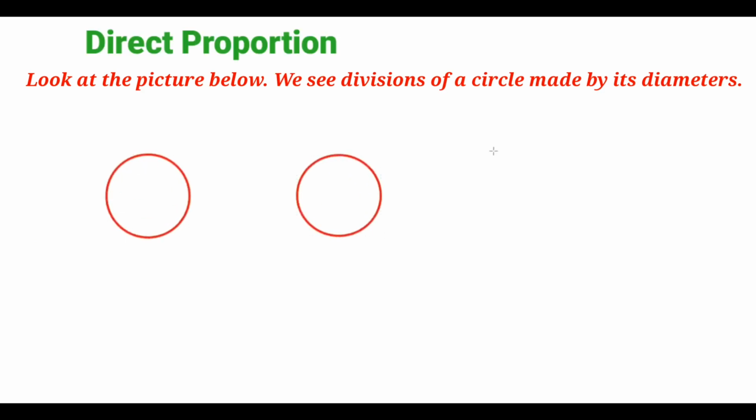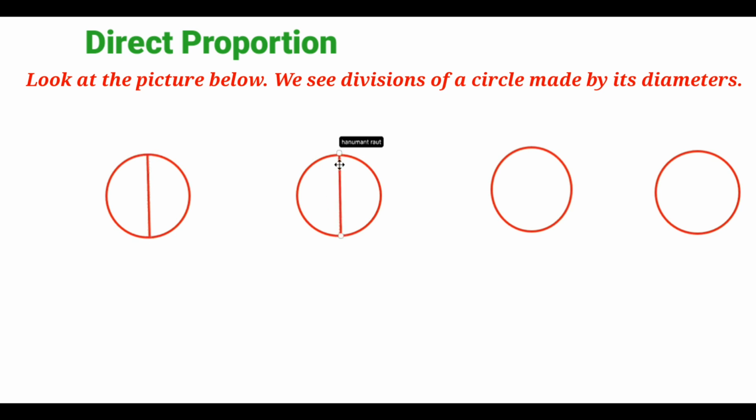Student, today we are going to start the first concept, direct proportion. To understand that concept, we just look at the picture and we see the division of circle made by its diameter. Look at all those circles. In first circle, there is only one diameter. Second figure has two diameters. Third figure has three diameters. And in fourth figure, there are four diameters.